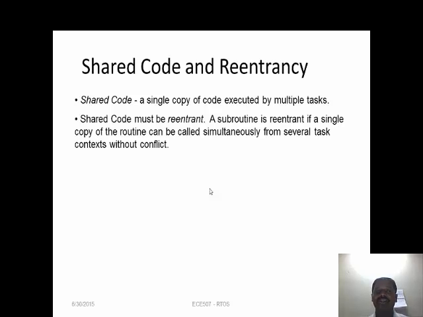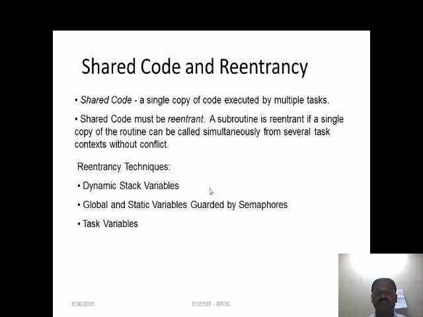What is referred to as shared code and re-entrancy is a single copy of code that is executed by multiple tasks. For example, threads are one important feature here. It might be a concern of the registers, but the same segment of code is executed by different tasks, for example, a copy operation. We can refer to this as shared code. And shared code must be re-entrant, because a subroutine is re-entrant if a single copy of the routine can be called simultaneously from several task contexts without conflicts, of course.